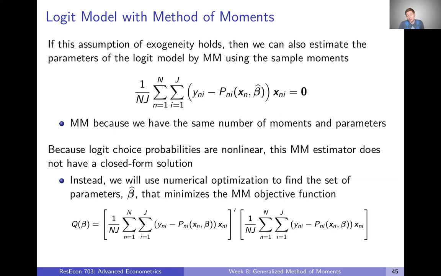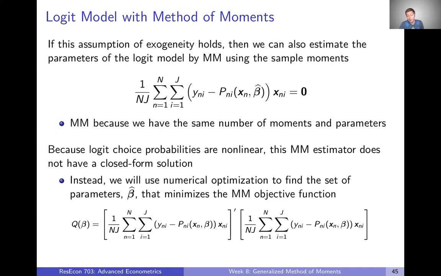Of course, the Logit choice probabilities are nonlinear. We're not going to be able to construct a closed form expression here. So we're going to have to use numerical optimization to find the set of parameters, those beta hats, that minimizes the method of moments objective function. So once again, this is just like the sum of squared sample moments. We can construct this and then use an optimization function in R to numerically optimize this and find the values of beta that minimize this objective function.